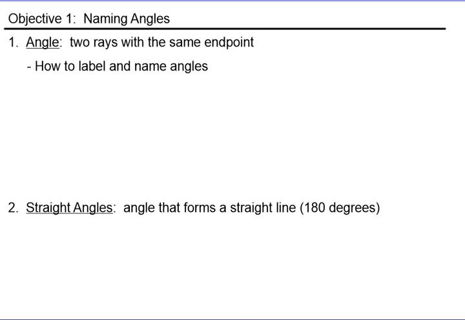So let's first name some angles. First of all, what is an angle? An angle is simply two rays with the same endpoint. So basically, if I had here's one ray, and here's another ray, and they meet at an endpoint right here, that would be an angle. Now we can name angles three different ways. So let me make three different angles.